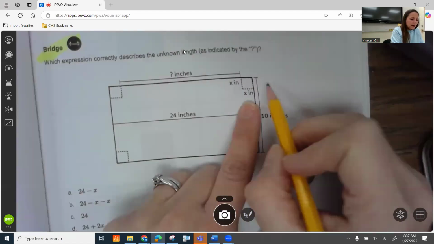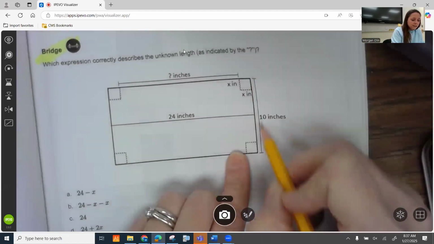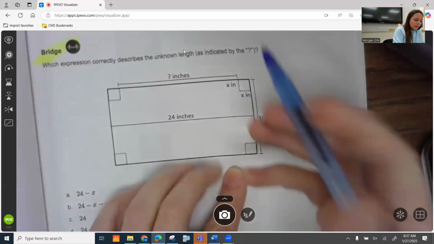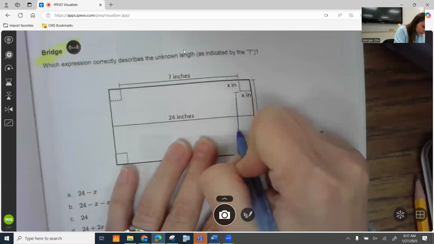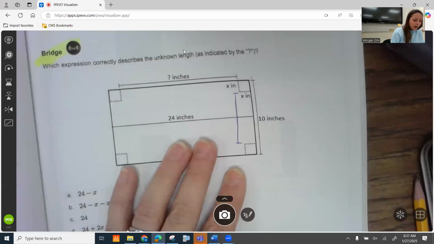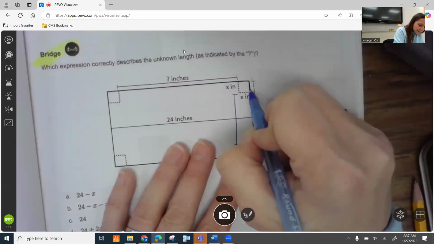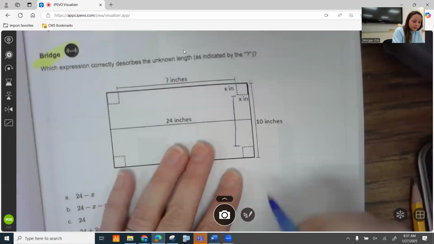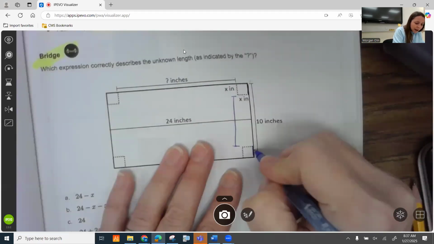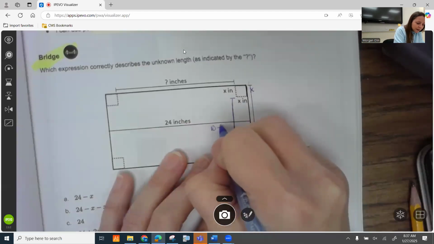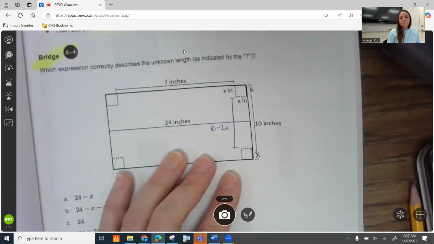So here, if you think about it, this whole thing is 10 inches. But if I'm trying to take this part right here, and I would just want to find that, think about it for a second. This much, if I take this much away, I took away x. If I take this much away, I'm taking away x. So really, this side is 10 minus 2x.